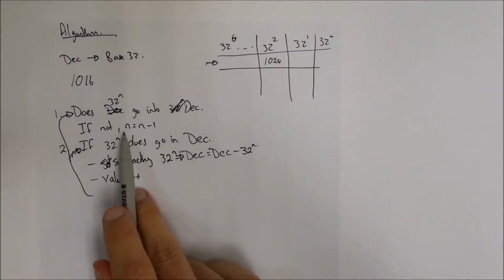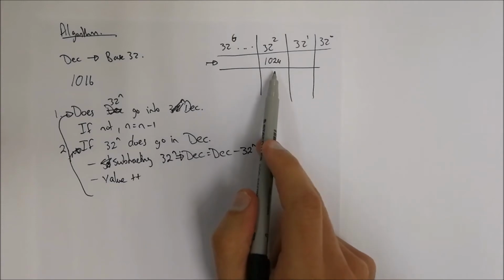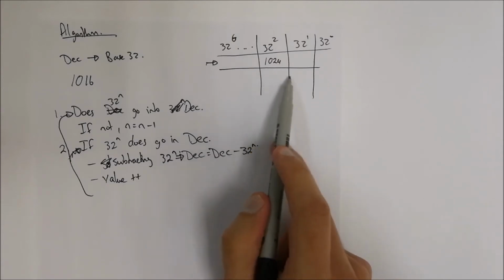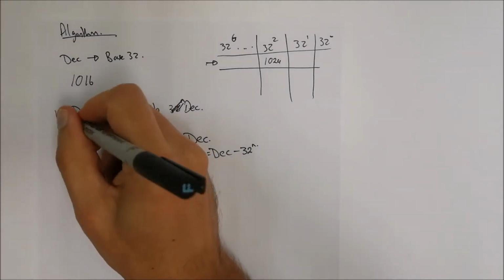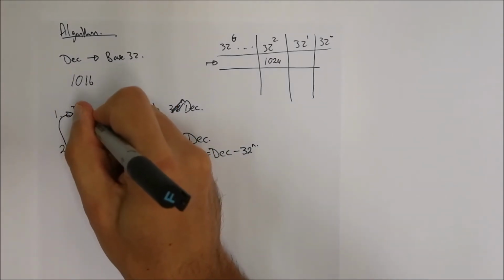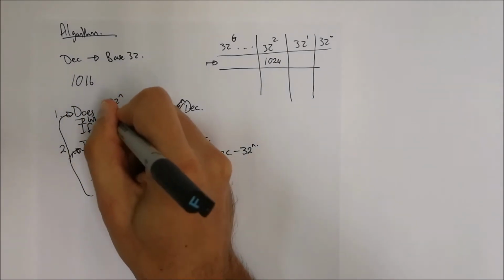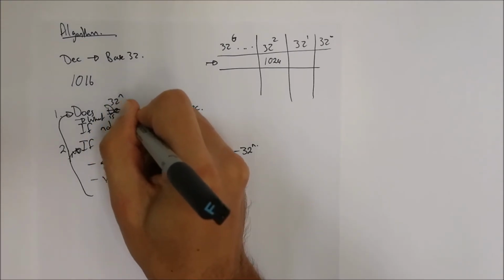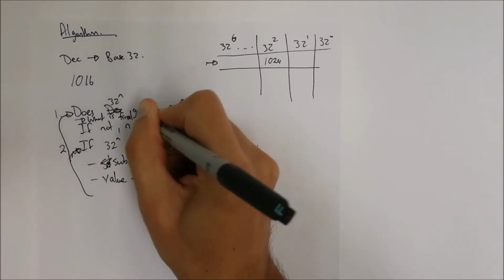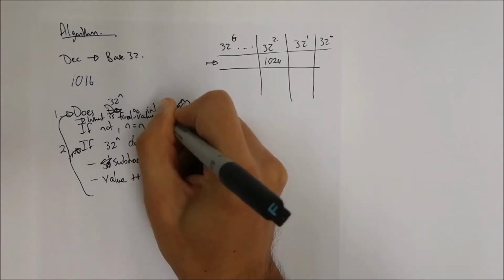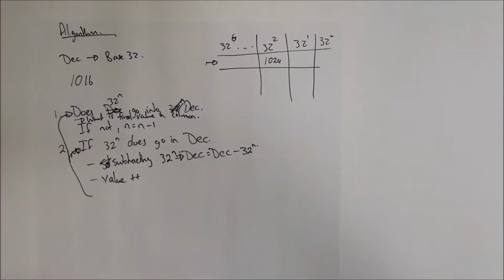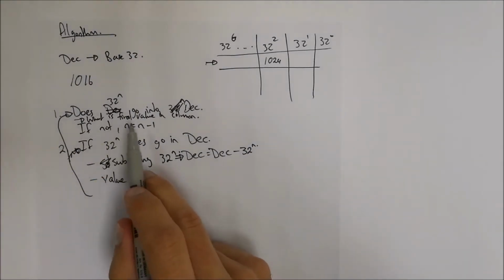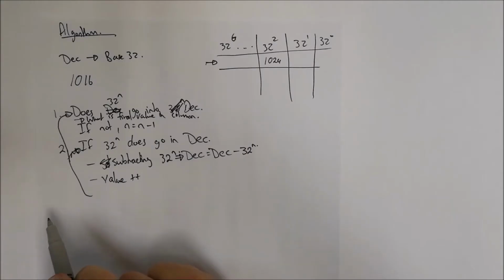Remember, if this is the case, we need to also say, what is the final value for this column? Before we go to the next column, what's the final value of this column? So we need to include over there, what is the final value in the column? Okay, so we keep on repeating this loop.